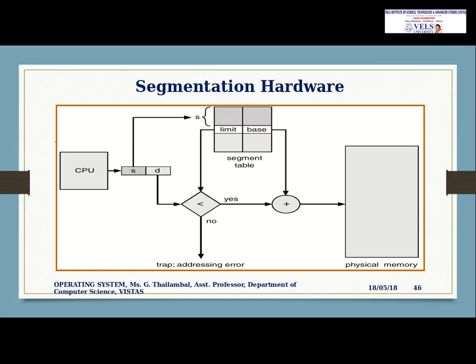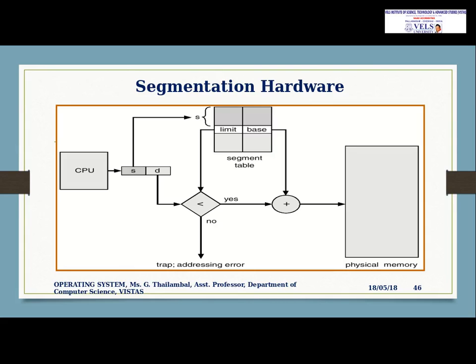So if it is greater than the limit, what happens? The limit is 100, but I am giving segment line 150. It is not available, so it is greater than the limit. If it is greater than the limit, the OS will show you the error. It is a trap. If it is okay, that means I want to access the 10th line. The 10 is less than the 100 total limit.